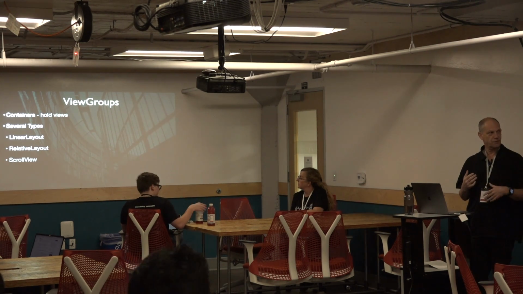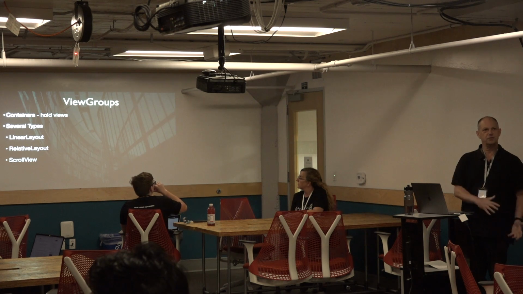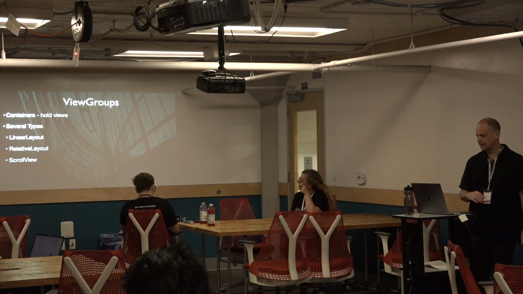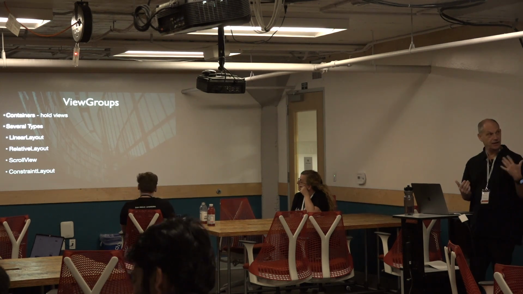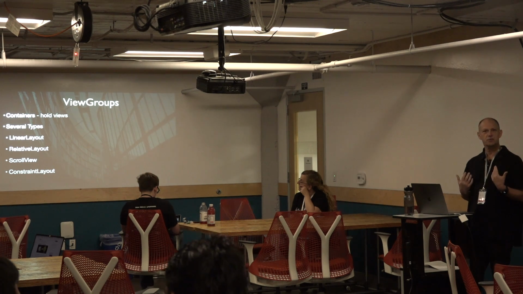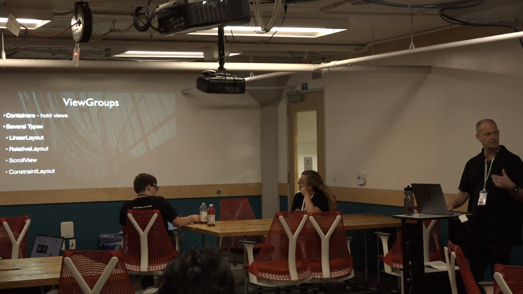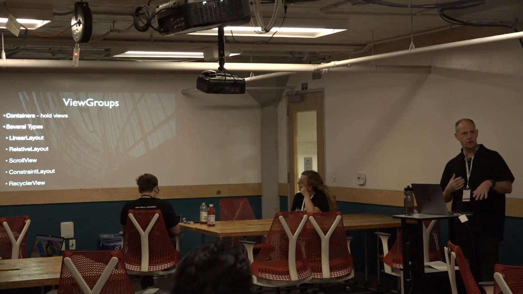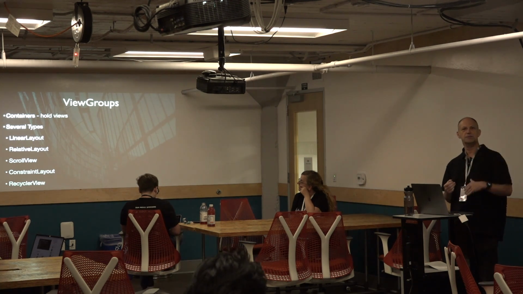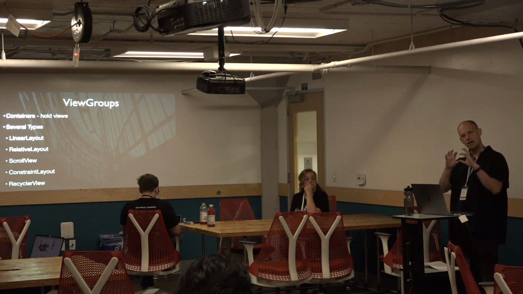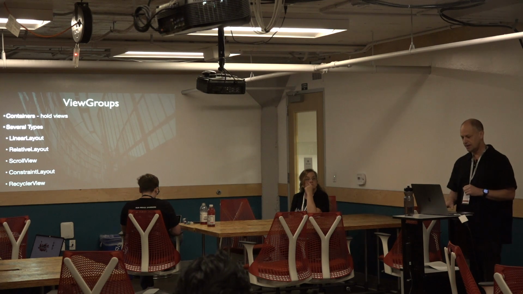Scroll views are for if you have one element that's going to be really long, you can have it scrolled in a scroll view. And then constraint layout is the newer version of the relative layout. It's a nicer one, and Google's made it so it's very fast and performant. And then the recycler view is where you're going to show lists of items. It has built-in scrolling and allows you to show different rows of items on there.